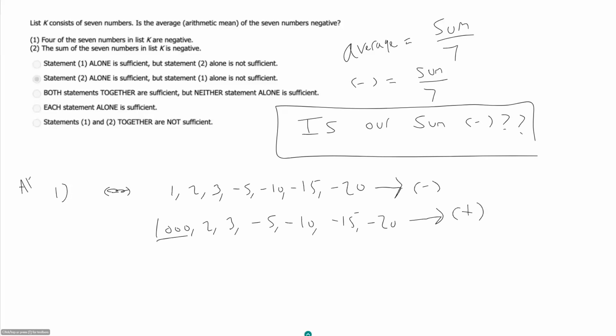So this is insufficient. Statement 2: The sum of these 7 numbers in list K is negative. Well, I'll be damned. That is literally a rephrased question, and B is our answer.